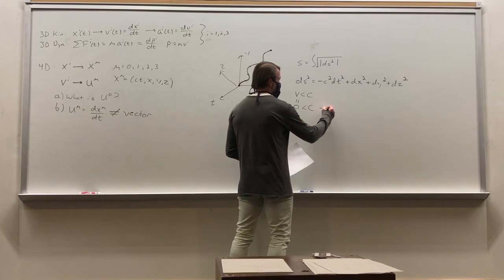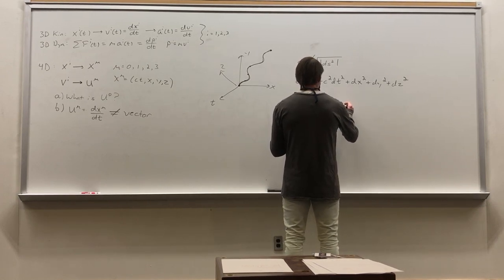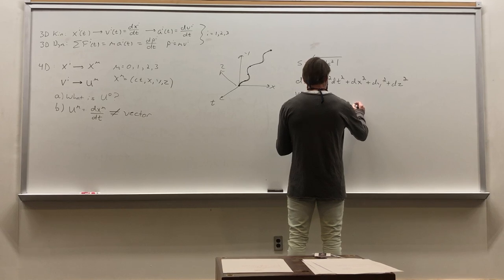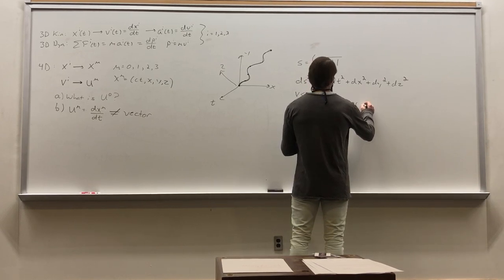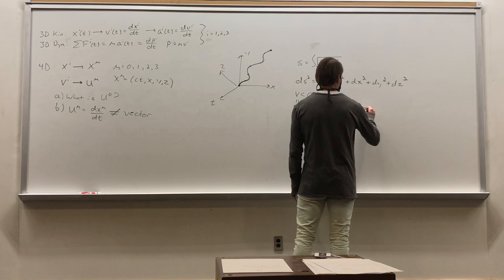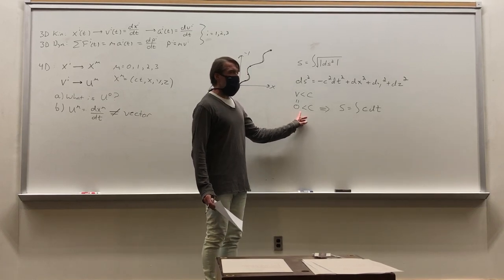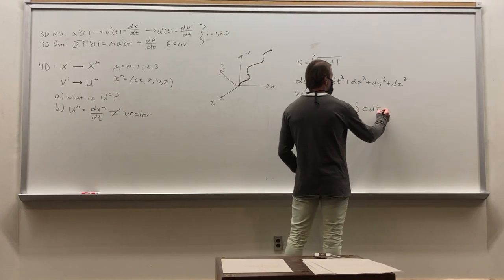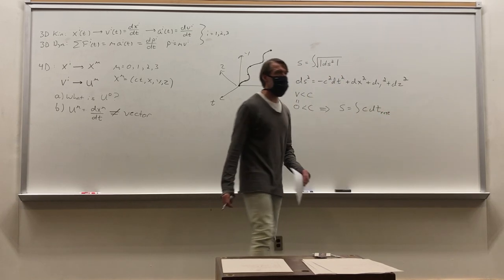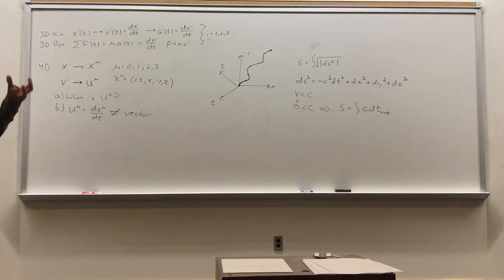If I'm at rest, this takes a special value. If I'm at rest, then S is the integral of the square root of c minus c dt. So if I am at rest, then the length is the integral of what we call the rest time. That is, it's the time that elapses in the reference frame which is at rest with respect to the thing that you're trying to describe. Okay?